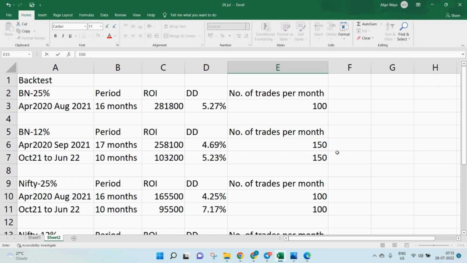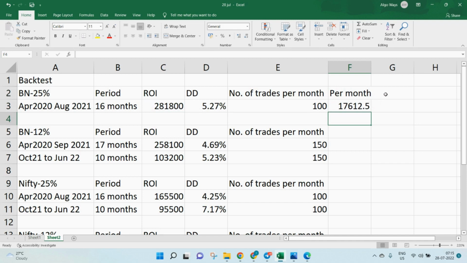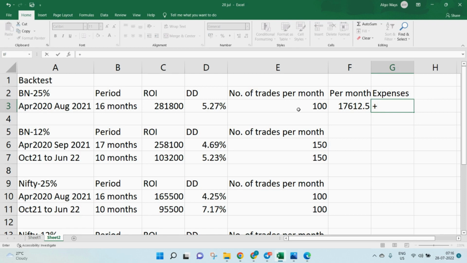So just a quick mathematics on these numbers. Let us say that in 16 months we have a return of 2,81,800. So per month we have this divided by 16, around 17,000, and then expenses we have. I am taking 12 rupees per trade as the expense, considering 5 to 6 rupees per lot brokerage and some other expenses. So 12 rupees is still on the higher side. A lot of brokers are providing very competitive brokerage nowadays. So 100 into 12, this will be our expenses.